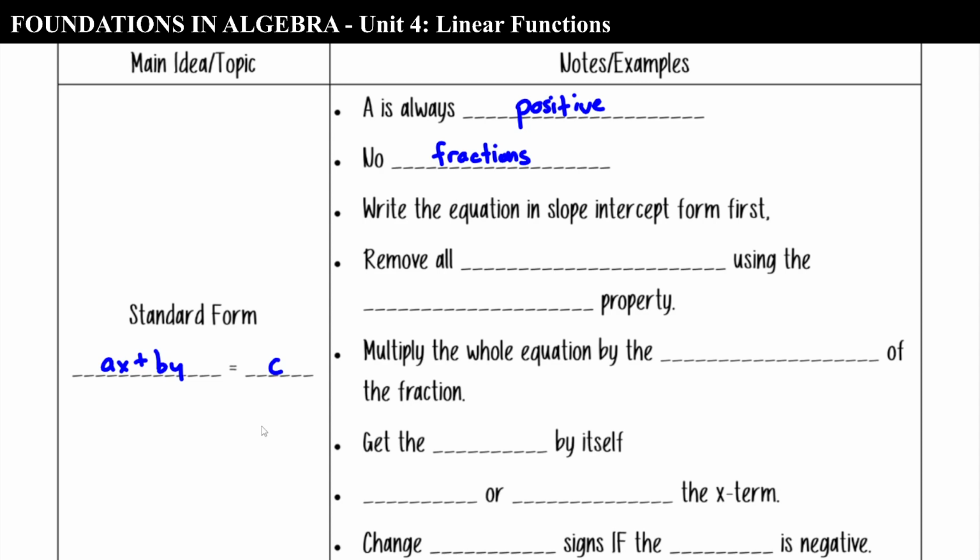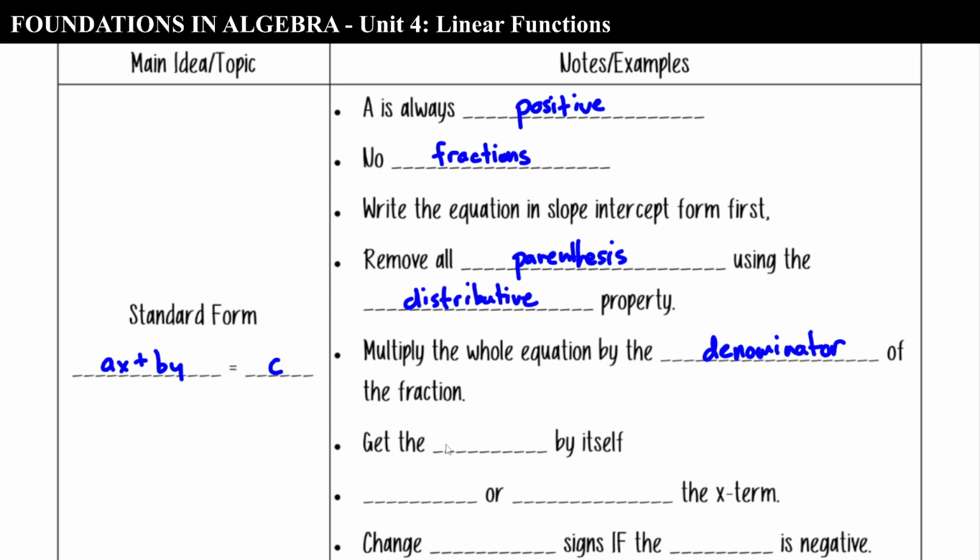Write the equation in slope-intercept form first. Then we're going to remove all parentheses using the distributive property. This is particularly the case if you have minus a minus, that becomes a plus. You're going to multiply the whole equation by the denominator of the fraction, and this will eliminate your fractions.